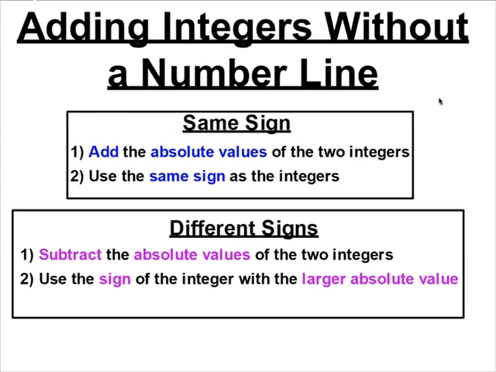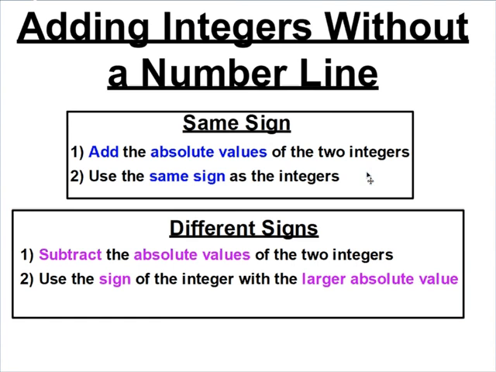Now we're going to learn to add integers without a number line. Here are the rules that you need to know. When you have two integers that show the same sign, so for example, 2 positive integers or 2 negative integers, all you do is add their absolute values and keep the sign that the numbers show. So for example, adding 2 positive numbers is a positive answer. Adding 2 negative numbers is a negative answer.